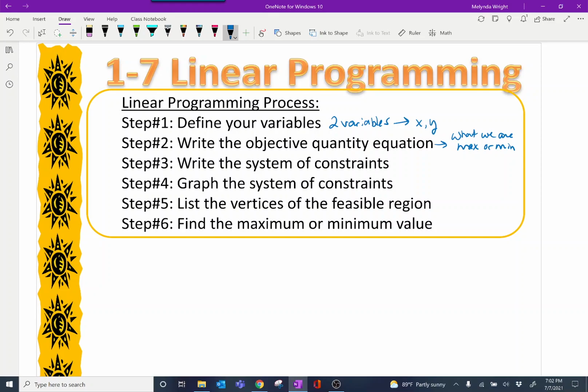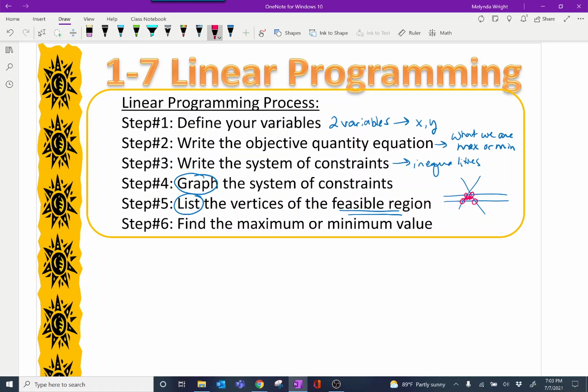Then write the system of constraints. So these are the inequalities. We need to write a system of inequalities, and then we need to graph them. Then we need to list the vertices of the feasible region like we did in the last lesson. Remember in the last one where the graph looks something like this? We had the points of intersection in here. That's called a feasible region, and we're looking at the vertices. Remember on that last one we had 4 vertices to look at.